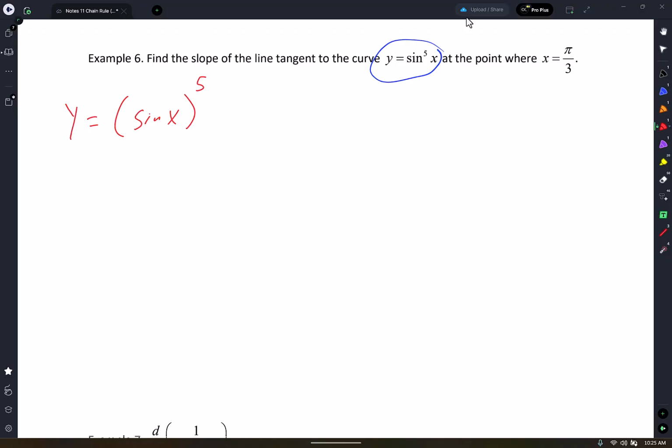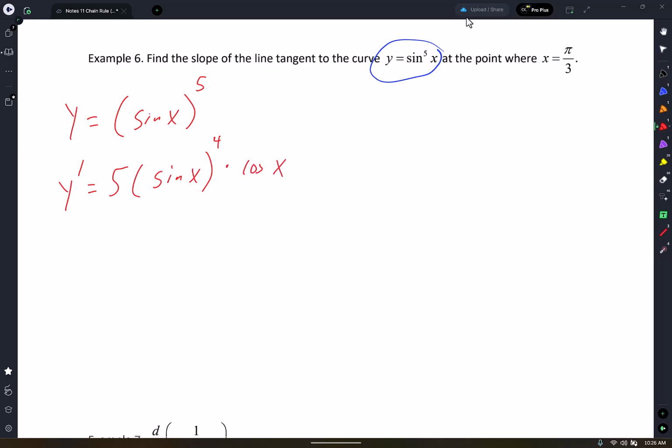Okay, so here we go. I want the derivative, so I'm going to write y prime equals, what do I do first? 5. Perfect. 5 parentheses sine x. Close it to what power? 4. Am I done? No. Times the derivative of the inside. What's the derivative of sine x?